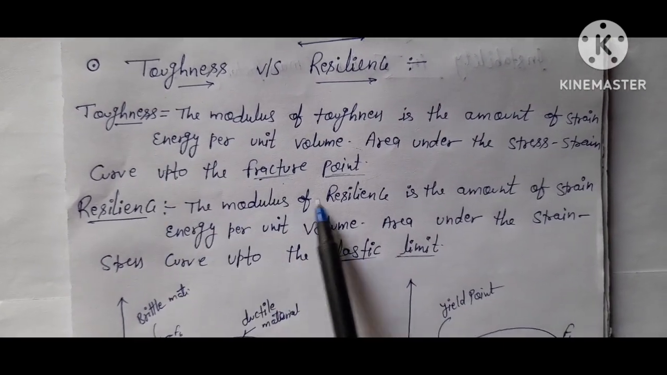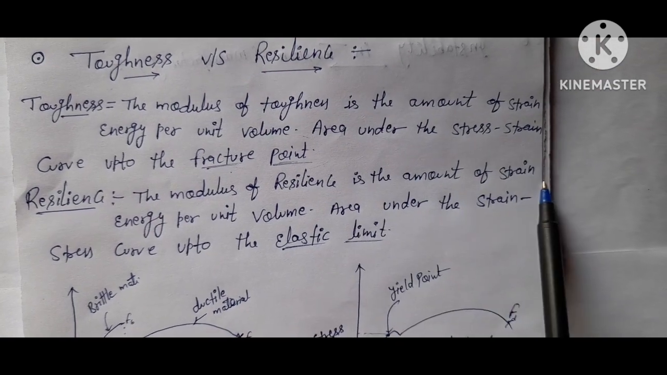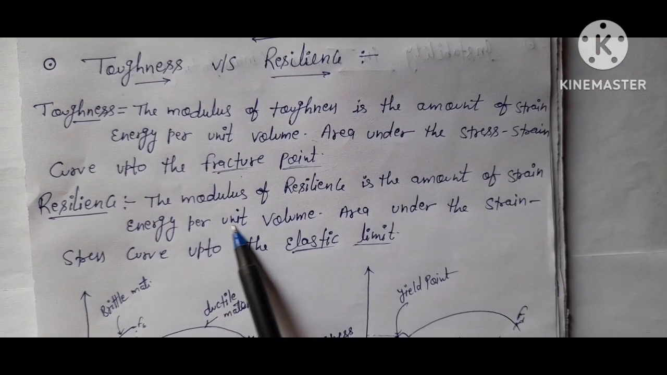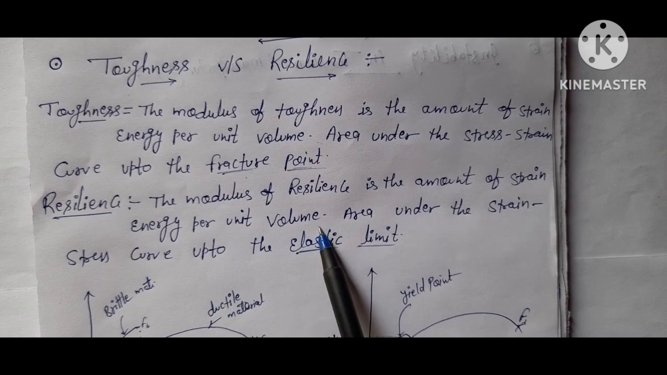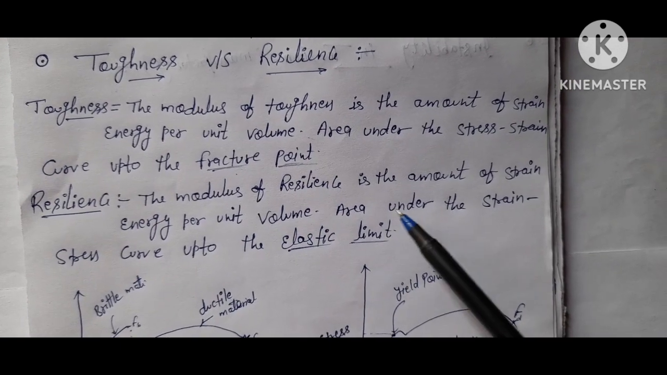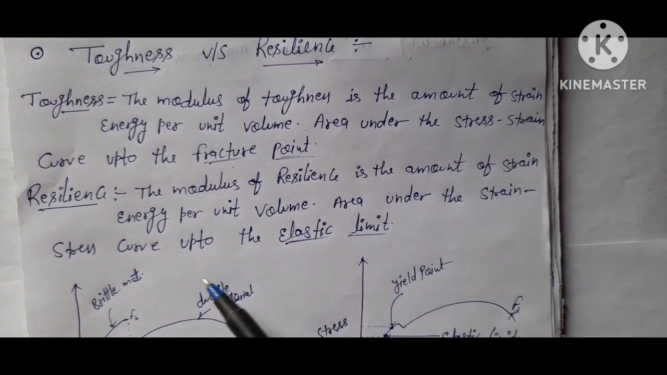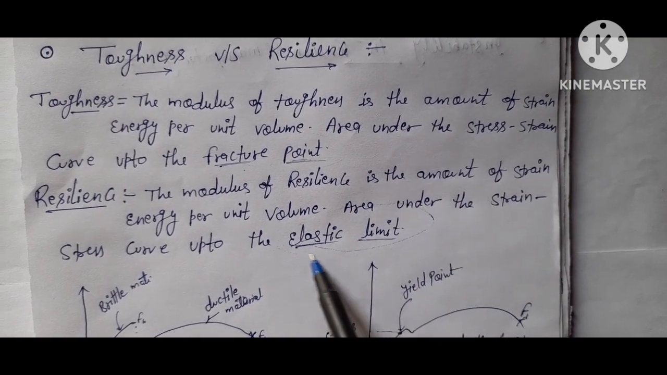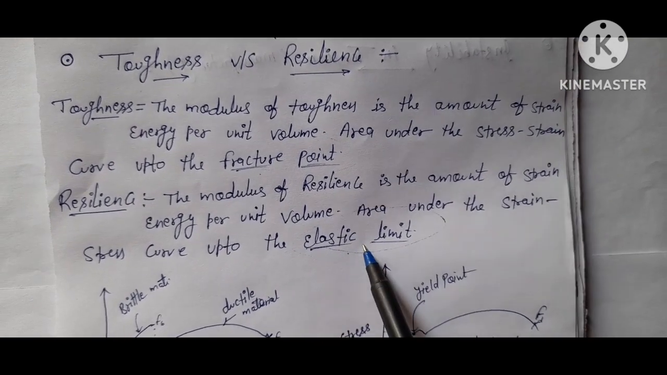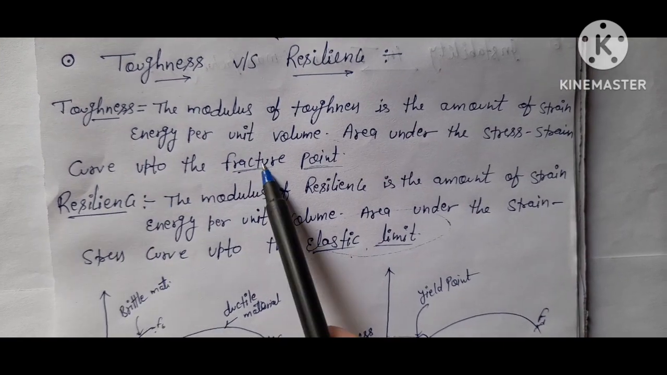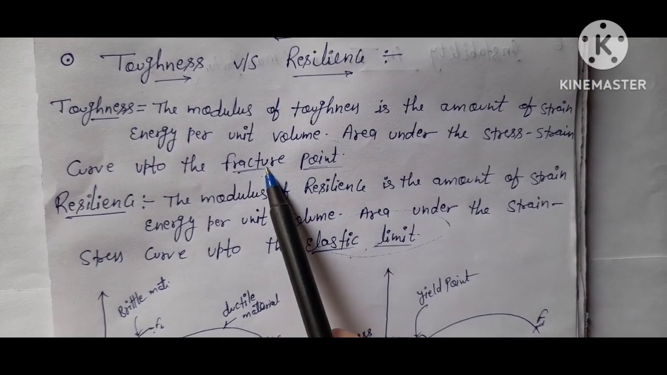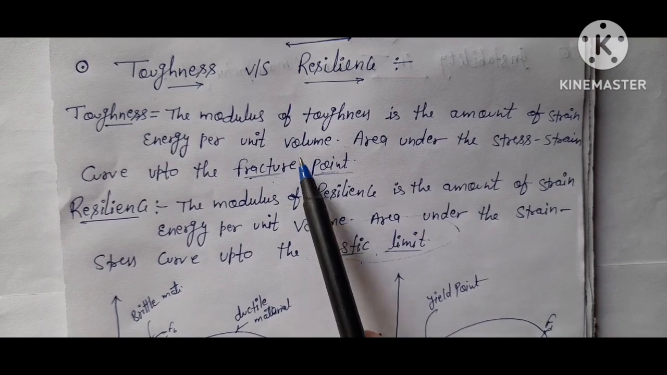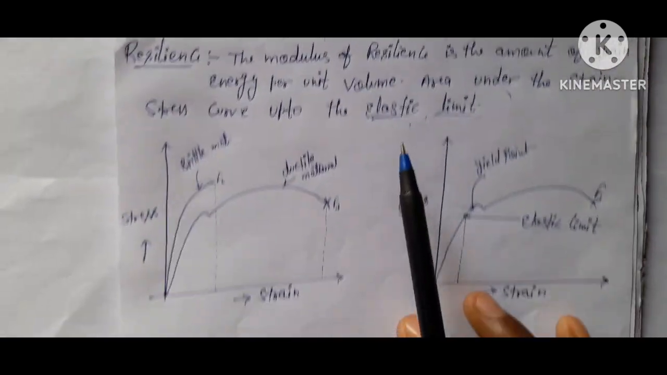Resilience: the modulus of resilience is the amount of energy under the stress-strain curve per unit volume, or you can say the area under the stress-strain curve up to the elastic limit. Keep in mind, up to the elastic limit, the area under the curve is known as resilience, and up to the fracture point, the area covered under the stress-strain curve is toughness.